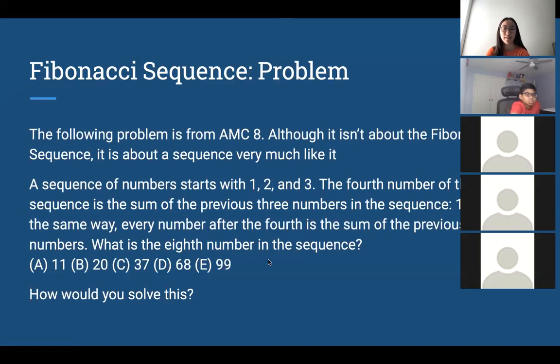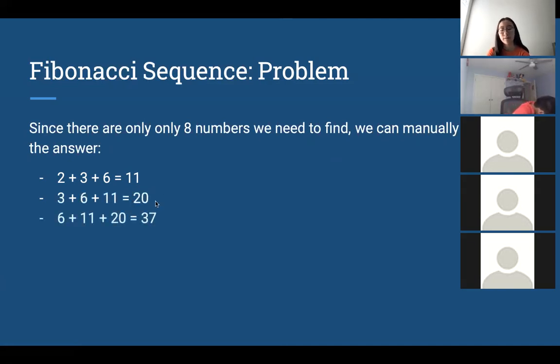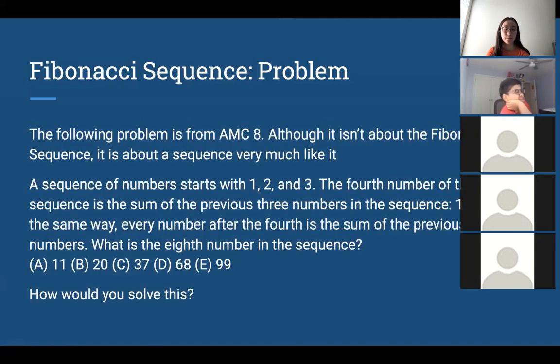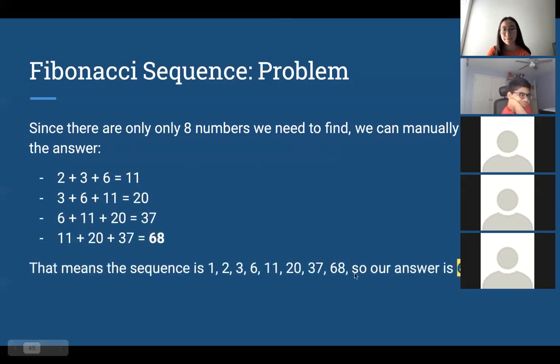Okay, all of you are saying A, which is interesting because the answer is in fact not A. So since there's only 8 numbers we need to find, we can manually calculate the answer. So A, 11 is actually the 5th number in the sequence. Remember, we're trying to find the 8th number. So 20 is the 6th number, 37 is the 7th number, and 68 would be the 8th number in the sequence. So the correct answer here would be D. And you can see the full sequence right there, where you're just adding the previous 3 numbers to get the next number.